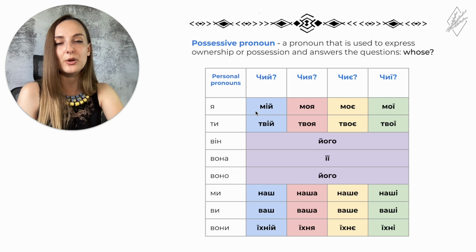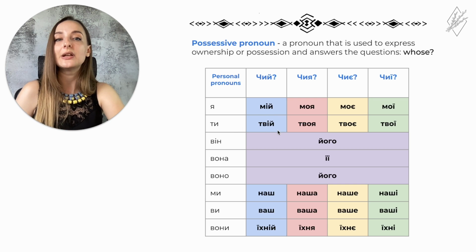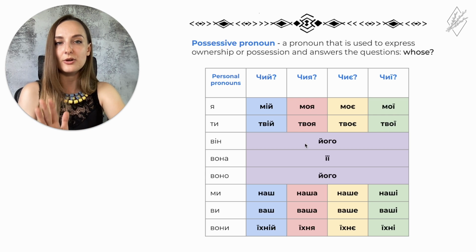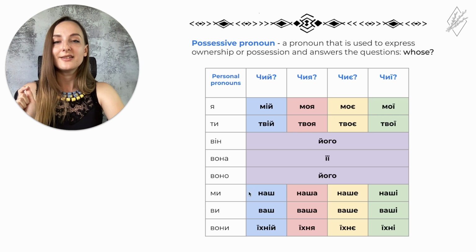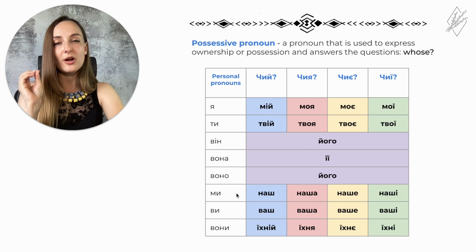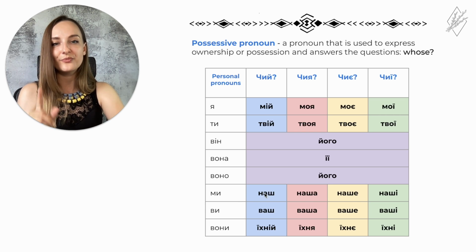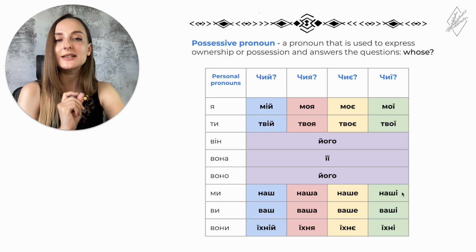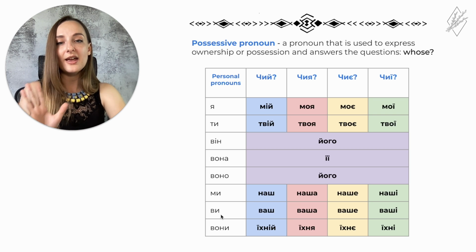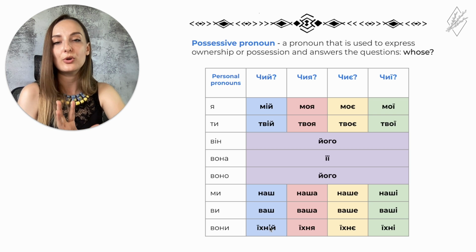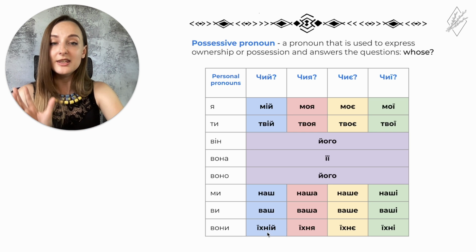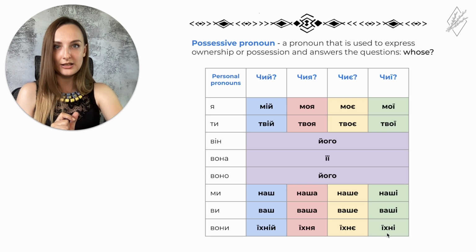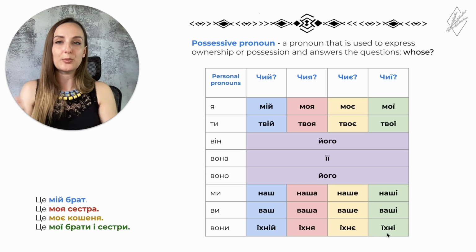For all other personal pronouns, we change it. So, about my, we already said. Yours, singular, will be твій, твоя, твоє, твої. As you can see, endings here are matching. Then, here also we have matching forms for our and yours, plural. Наш, ваш, наша, ваша, наше, ваше, наші, ваші. And separate pattern will go for their, їхній, їхня, їхнє, їхні.